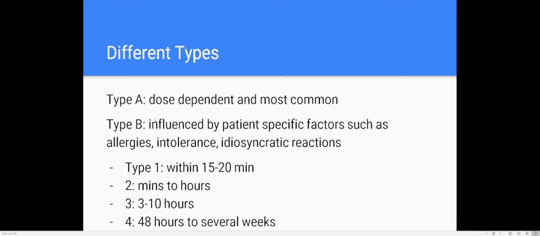Type B allergy is influenced by patient specific factors such as allergies, intolerance, and idiosyncratic reactions, which is basically a reaction that no one knows why it happened. So there's type 1, which is within like 15 to 20 minutes, type 2, which can happen from minutes to hours, type 3, which is 3 to 10 hours, and type 4, which is 40 hours or several weeks.